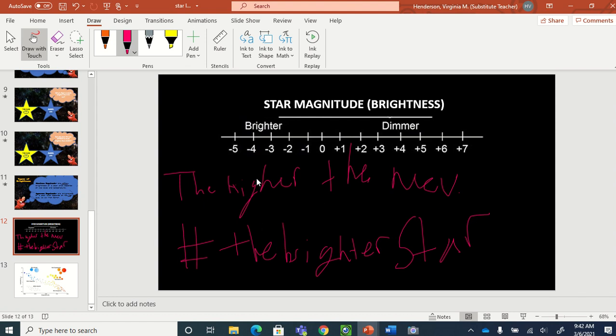Okay, so the higher the negative number, say if we have negative 100, that's a bright star. That's how bright it is. The higher the positive number, say we have a positive 100, the star is almost black. It's going to be a very dim star. So I want you to write this down: the higher the negative number, the brighter the star.